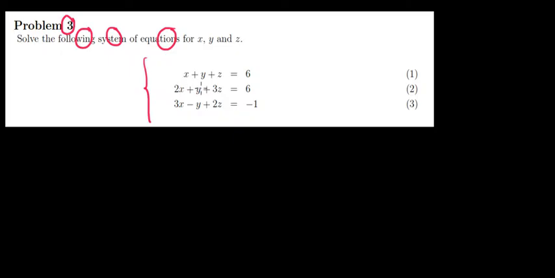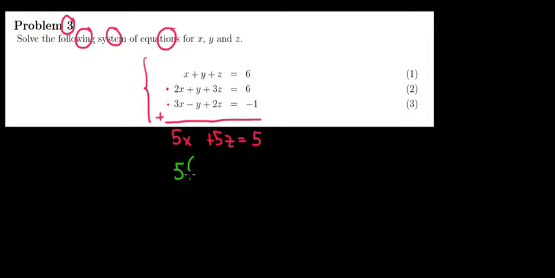Now, let's have a look over here. We have y and minus y. If we add these two equations, y and minus y cancel out, so we will have a relationship only between x and z, and that's good because the less variables we have, the closer we are to finding them. So we will have 2x plus 3x, that's 5x, and y minus y cancels out, so 3z plus 2z is going to be plus 5 times z equals 6 plus minus 1, that's just 6 minus 1, which is equal to 5.